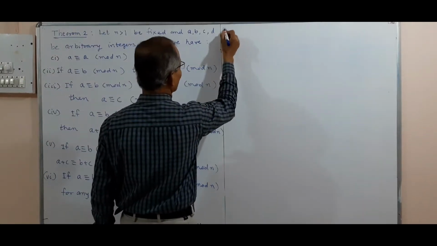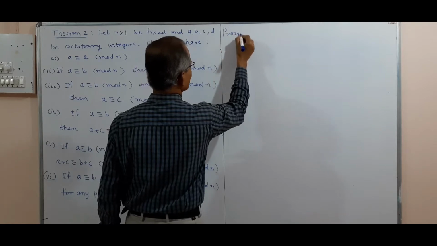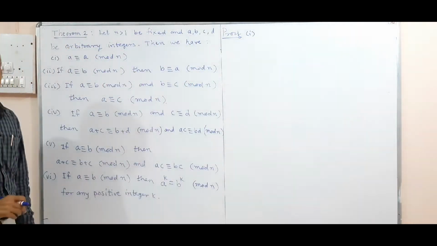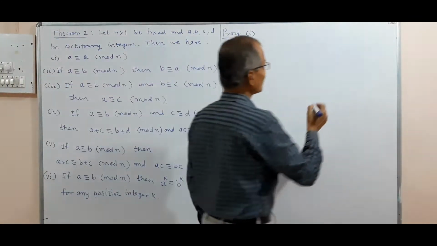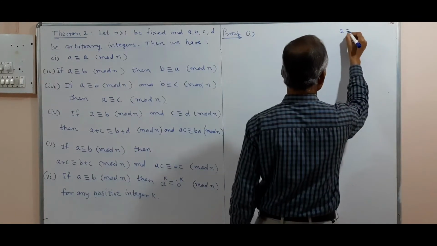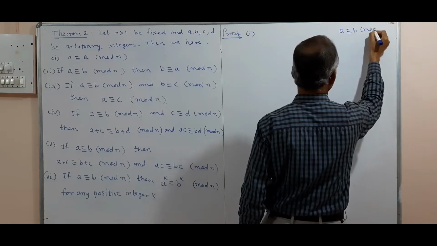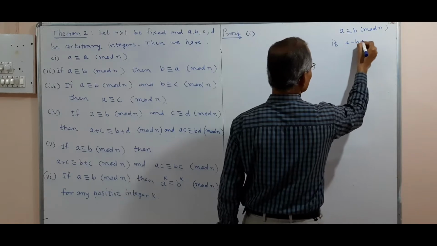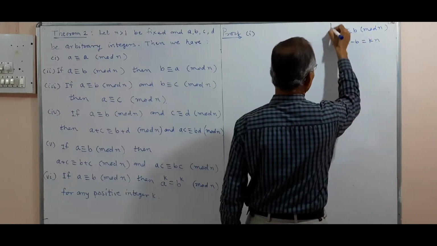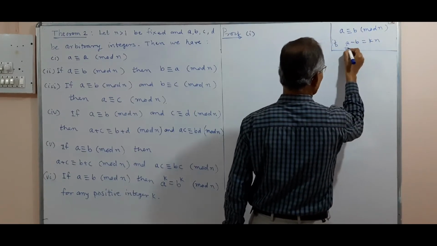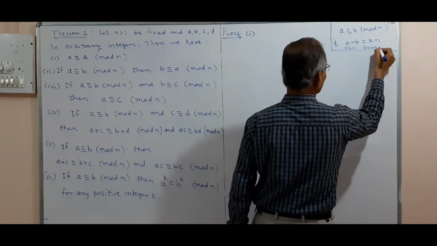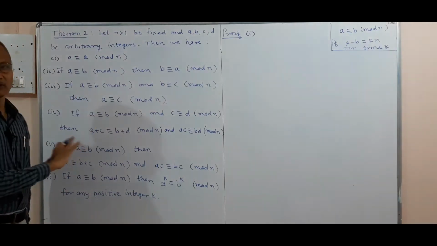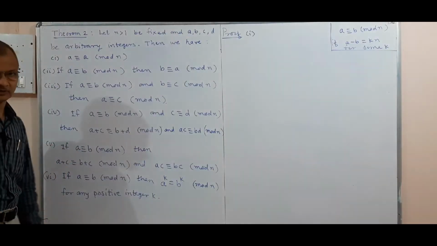Now the proof. For the first, we shall use only the definition of congruence. What is the definition of congruence? We have a is congruent to b modulo n if a minus b is equal to kn, for some integer k. This is the definition of congruence, and mainly we will use the definition to prove all the results.